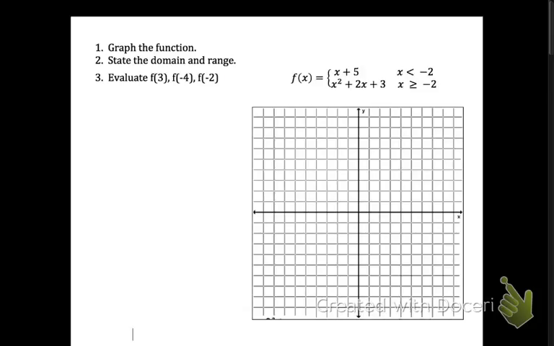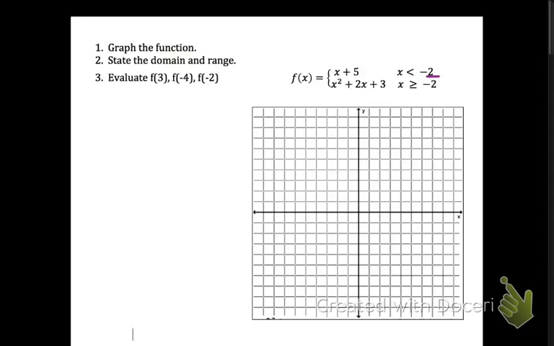We have the piecewise function defined by f of x, which is equal to x plus 5 when x is less than negative 2, and x squared plus 2x plus 3 when x is greater than or equal to negative 2. Now, I'm going to show you how to do this using a table method, which we talked about the very first day that we looked at this and a little bit more yesterday. So negative 2 is where my graph is going to be starting in either one of these cases.